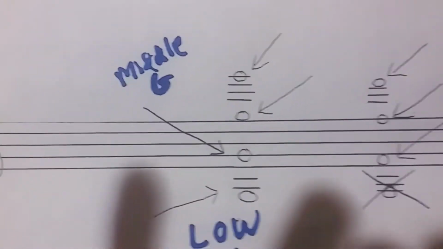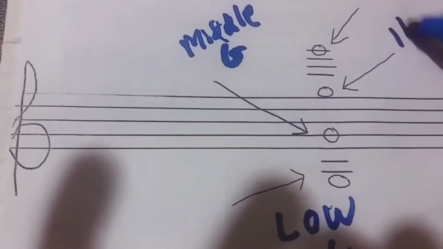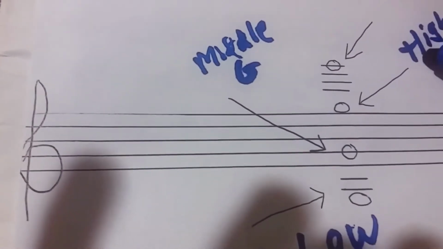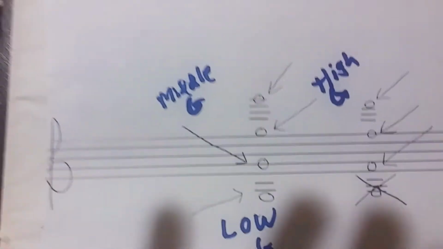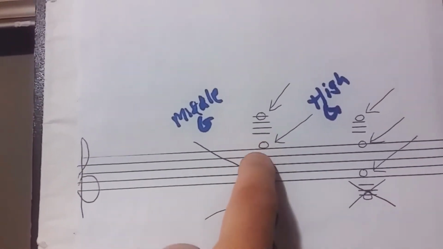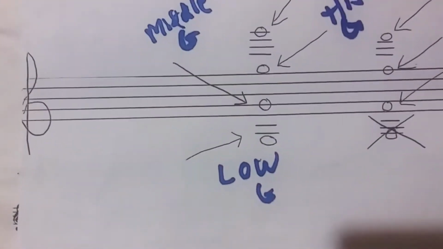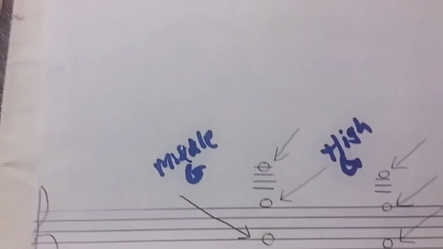If you said it's another middle G, you'd be wrong because this is actually high G. Boom. That looked like a G, kind of. All right. So, no, that is not another middle G. You got low, middle, high G.